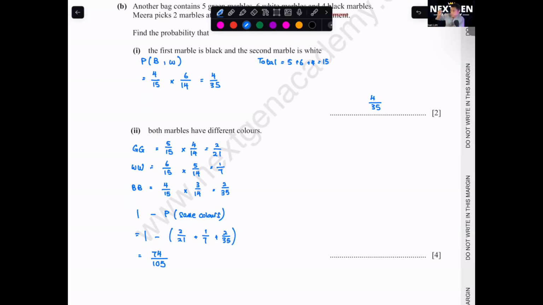Okay, who uses this way? Who uses this way? This is method 1.